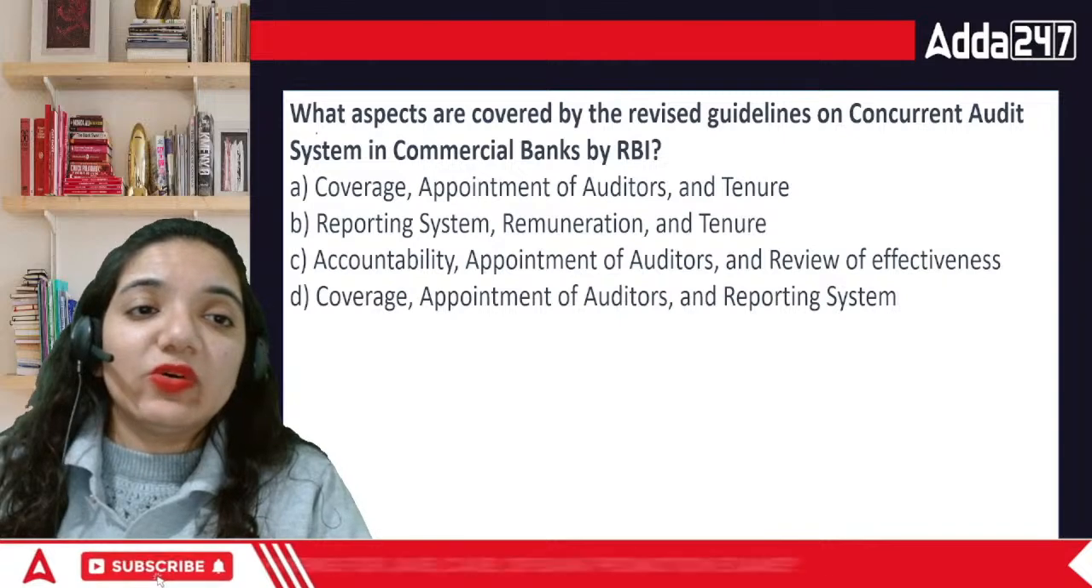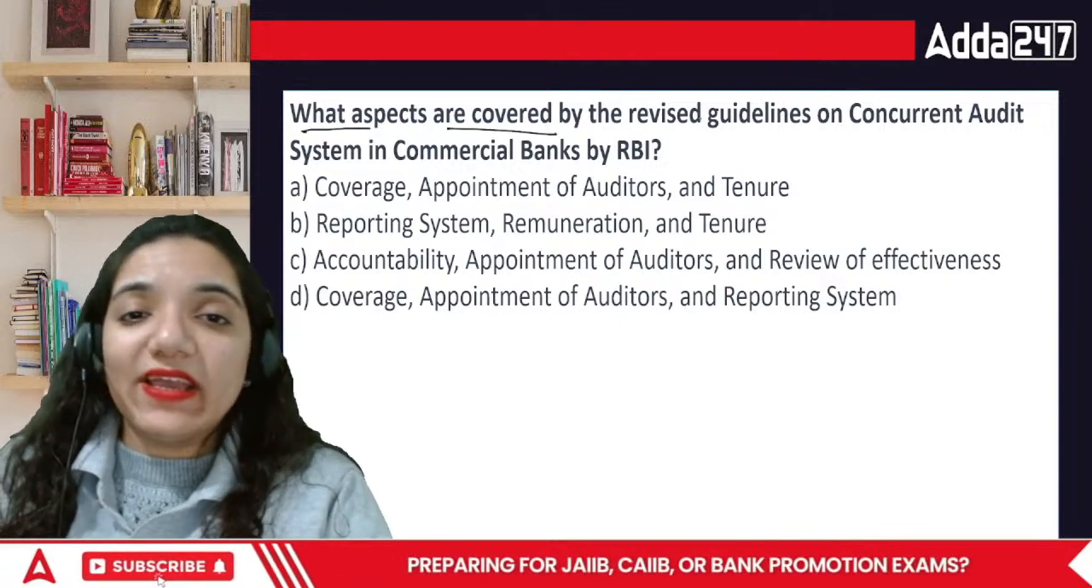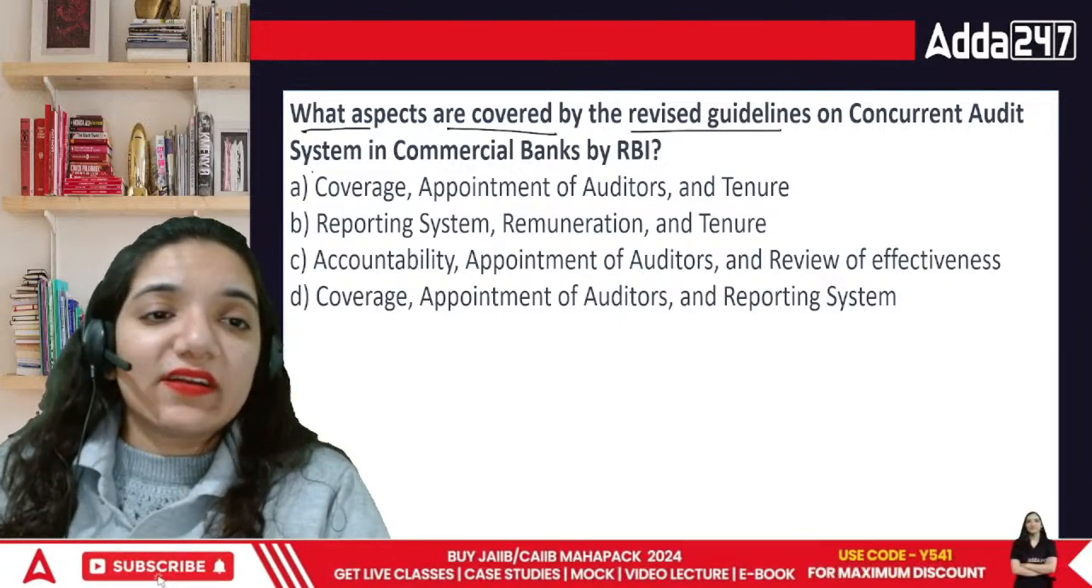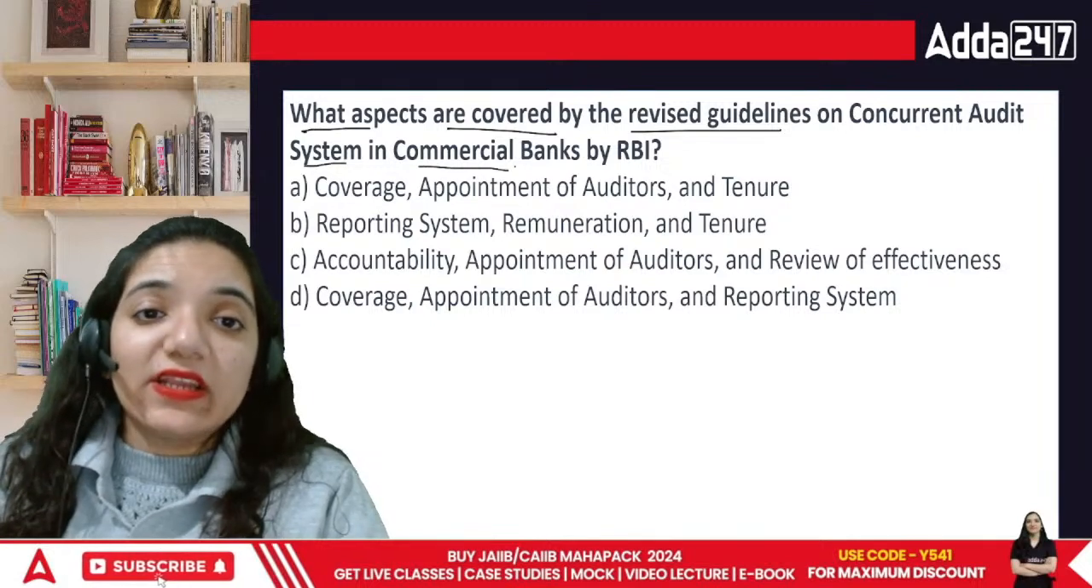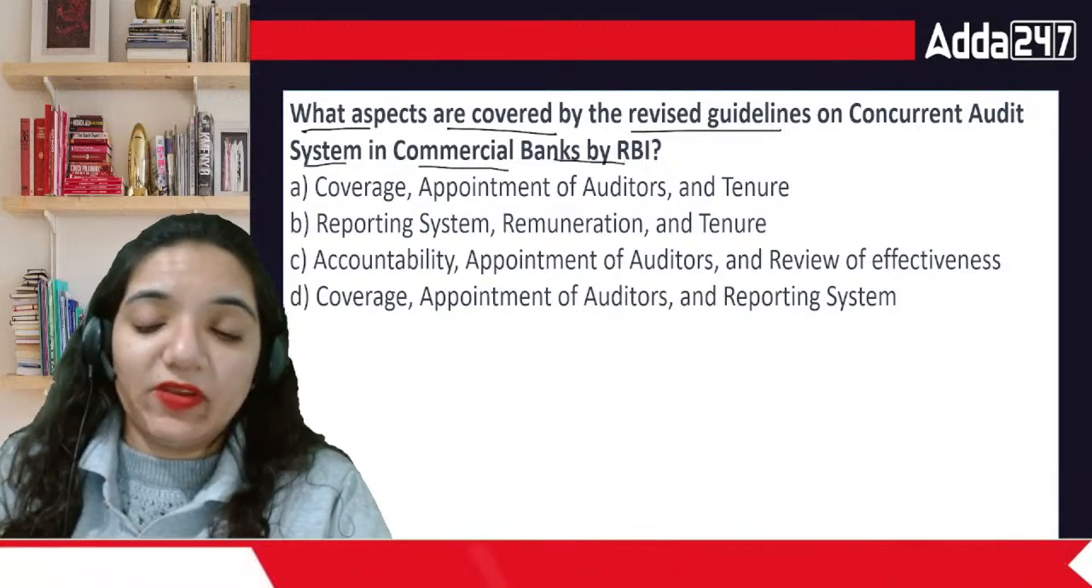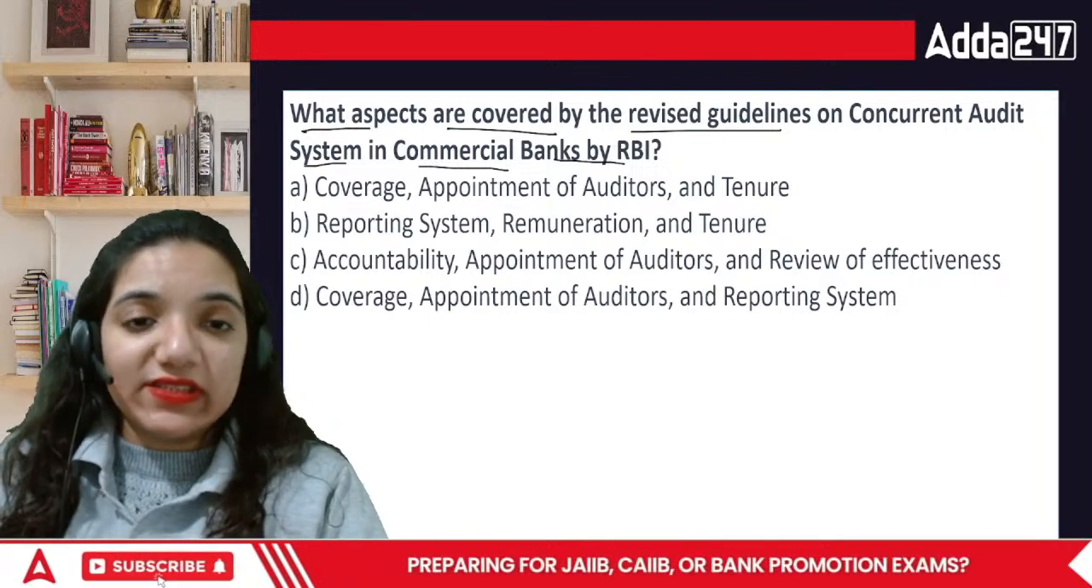Okay. Then comes what aspects are covered by revised guidelines on concurrent audit system in commercial banks by RBI. Now, if I talk about the revised guidelines, what does it exactly cover?